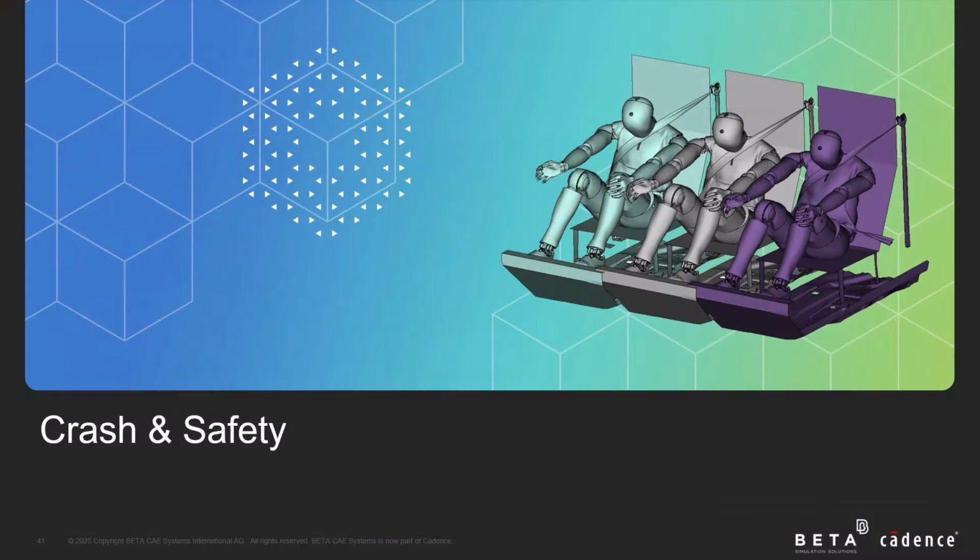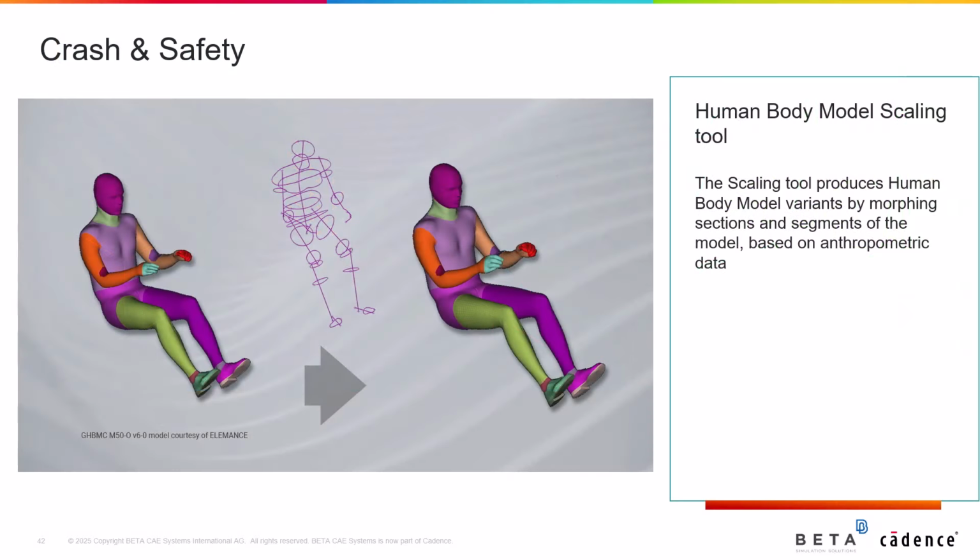Moving to the crash and safety discipline, we introduced the scaling tool in ANSA. This tool reads all the metadata files from the Piper project, automatically creating the sections and segments for the human body model or HBM. It then scales the HBM up or down by morphing its elements and outputs the scaled model.